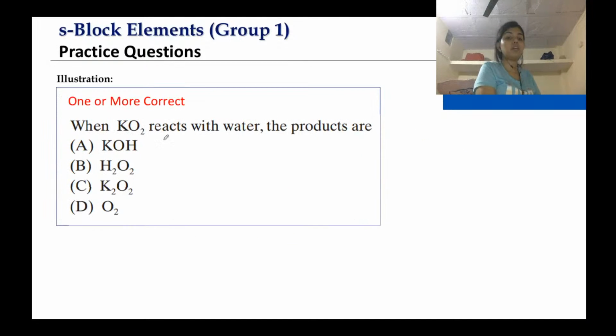Now, this question can have one or more answers correct. It is a multiple choice question. When KO2 reacts with water, what are the products? Direct question. What are the products when KO2 reacts with water?